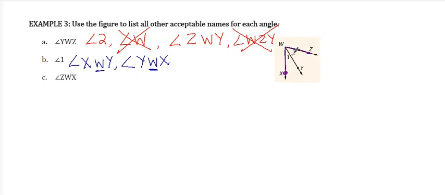Do I have any other options? Yes, I can reverse my letters. It can be angle XWZ. I could start at the X, go to my vertex, and then go to the other endpoint of the ray. And again, my vertex has to be in the middle. You're probably tired of hearing that.